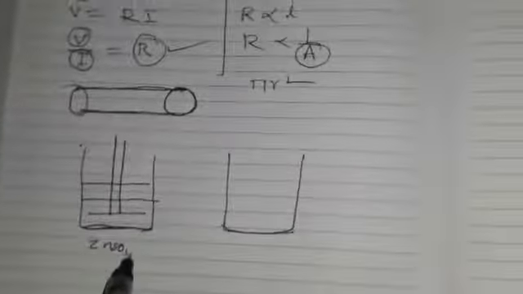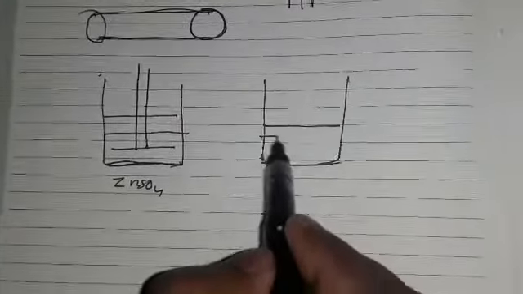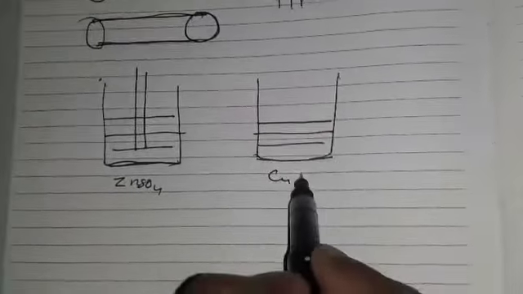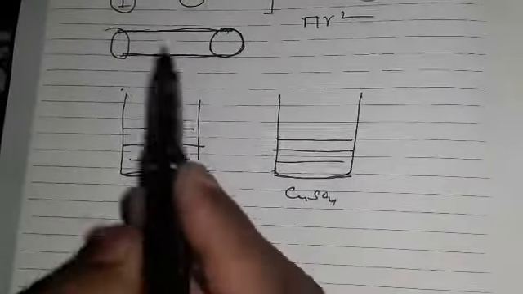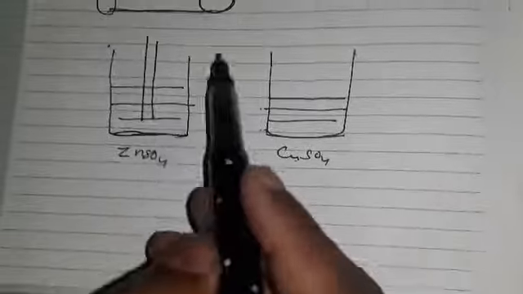So what will happen? You will take the two electrodes and immerse one in the solution of zinc sulfate. This is the zinc sulfate, and you will immerse the other in the solution of copper sulfate, separately in the two containers. Now what will happen? In my last lecture yesterday, I explained the introduction of the electrochemical cell.